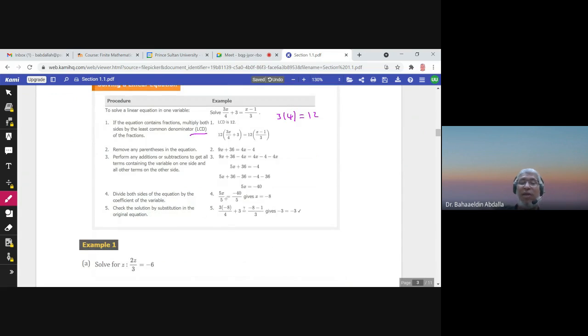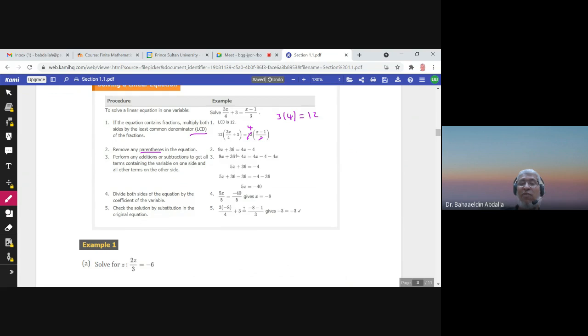Now if you multiply by 12, you need to get rid of the parentheses, remove all parentheses. So 12 divided by 4 is 3, times 3, it's 9. So I have 9x plus 12 times 3, 36. On the other side, 12 divided by 3 is just 4. So I have 4 times x minus 4 times 1. Now, what should I do?